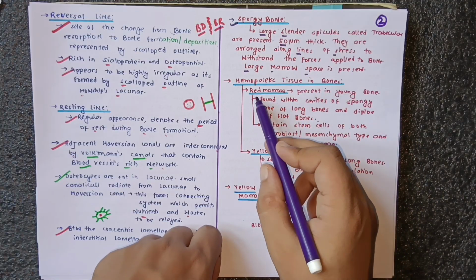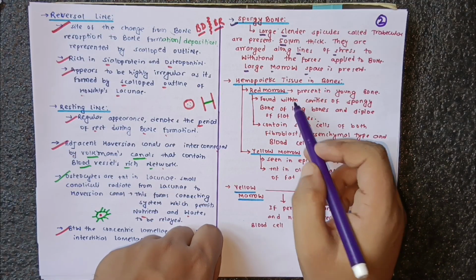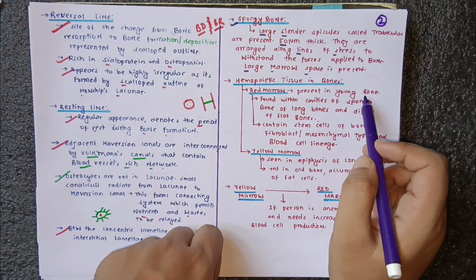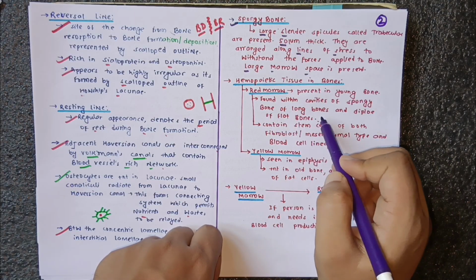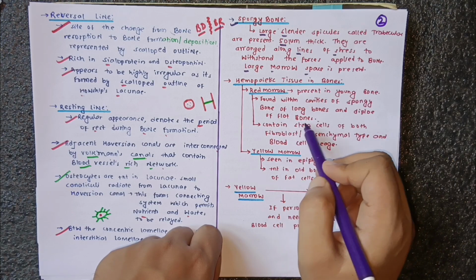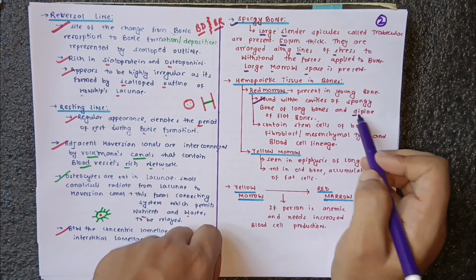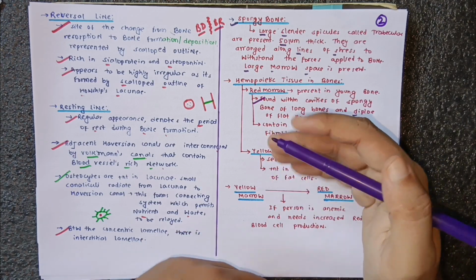Okay, so we have the red marrow and the yellow marrow. The red marrow is present in the young bone, found within the cavities of the spongy bone of the long bones and the diploe of the flat bones. About this diploe: between the two tables we have the diploe.